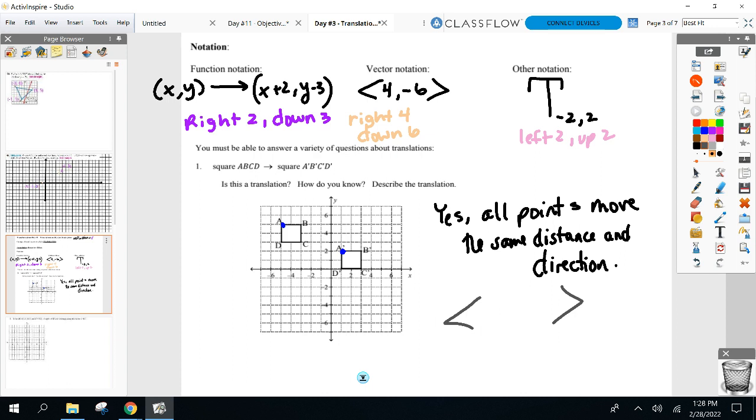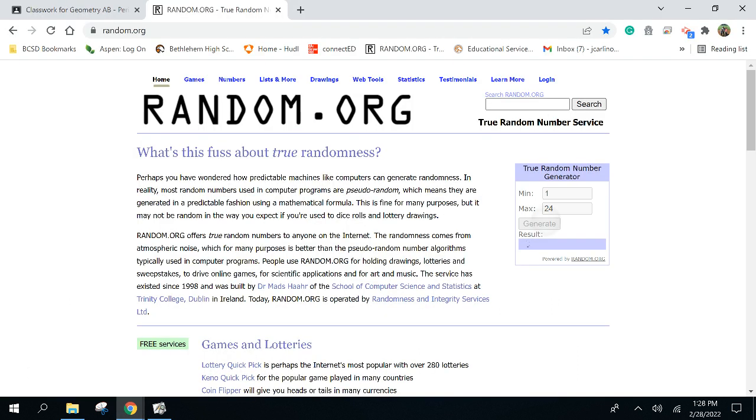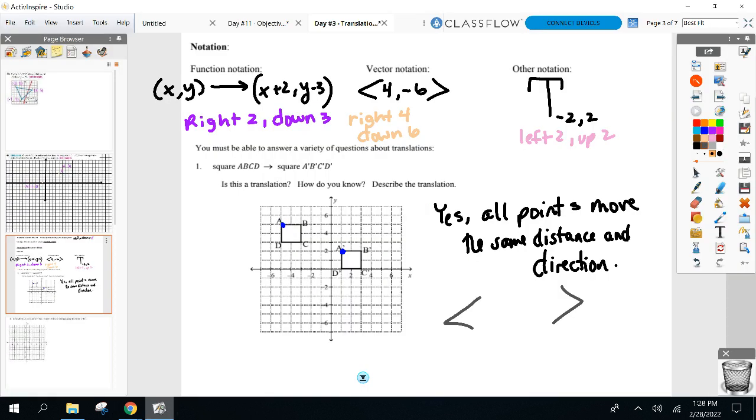What should go in your vectors that represents right 6, down 3? We said 6, 3, right? Right 6, down 3. What number should go in your vector now? Right 6, down 3. There you go. Good work. Good work, everyone.